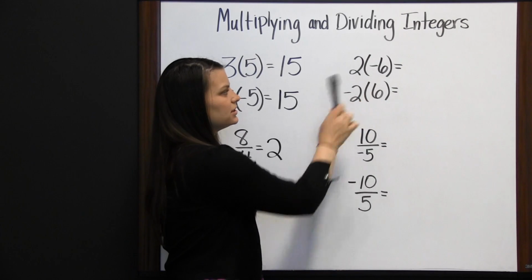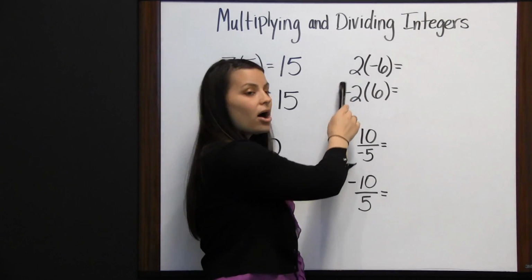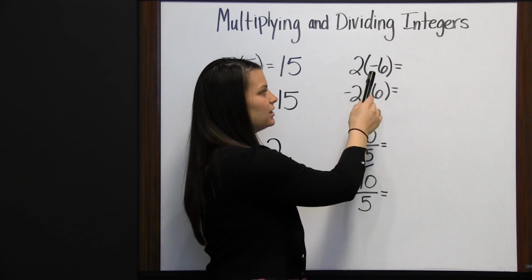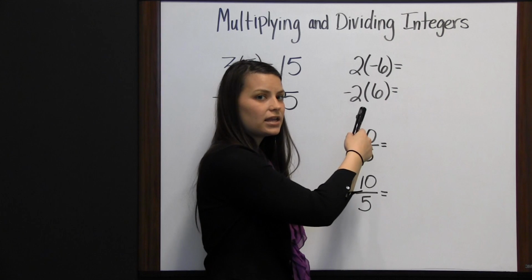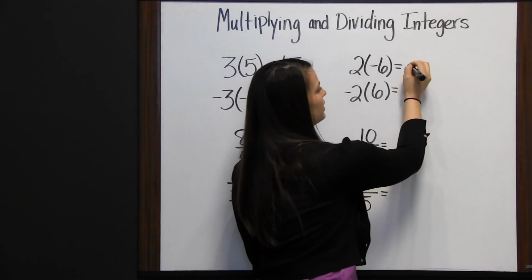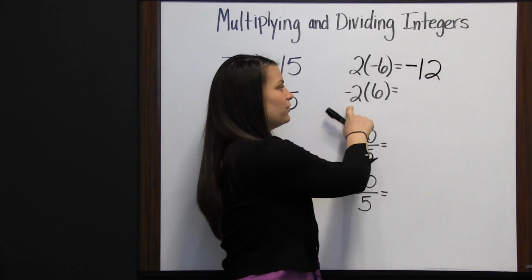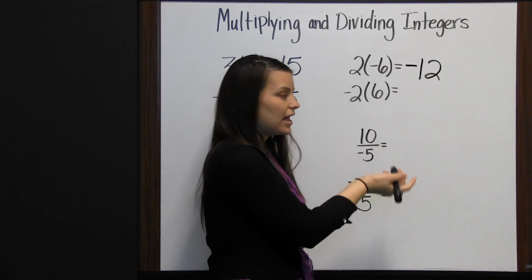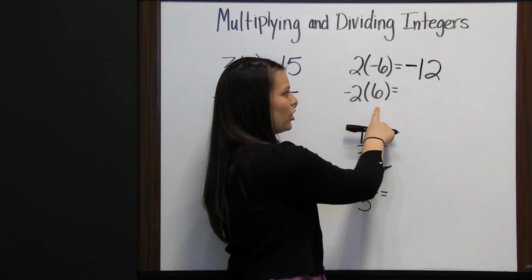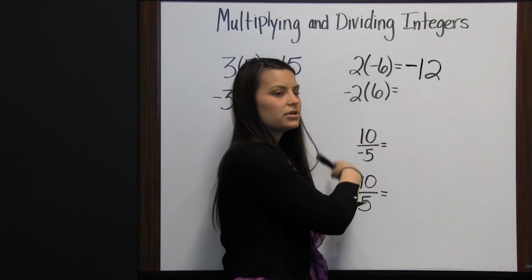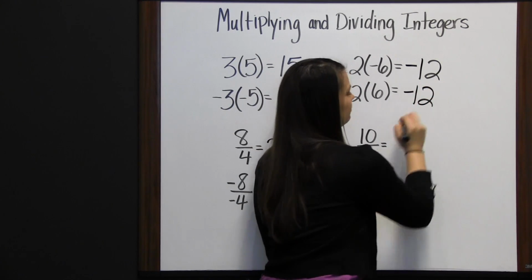This set of numbers, each set has different signs. Each number in the set has different signs. Here we have a positive 2 times a negative 6. When multiplying one positive number times one negative number, the result is always negative. And it's the same even if we reverse which number has the negative on it. So now when we do negative 2 times positive 6, we're still doing one negative number times one positive number, so the result will still be negative.